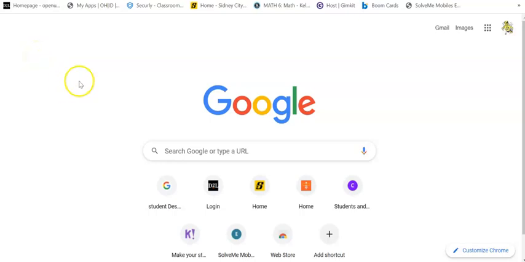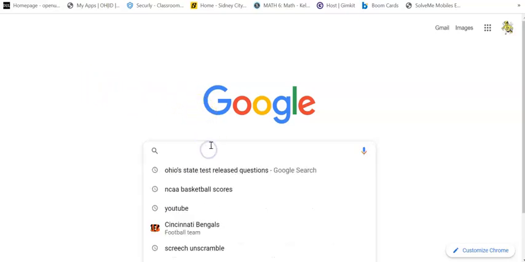Okay, so you're wondering what should you do to make sure that your child has the absolute best chance to do amazing on their sixth grade state test. As a matter of fact, this could be for any grade, but I'm going to demonstrate for sixth grade. All right, so what you do is you go to a search engine, which I happen to be at Google right now, and I'm going to type in Ohio's state test released questions.